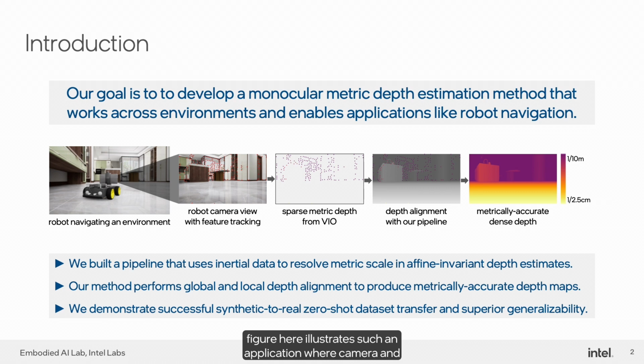The figure here illustrates such an application, where camera and inertial data collected on board a moving robotic vehicle are used to compute sparse metric depth through visual-inertial odometry. This sparse depth then serves as a metric signal for our depth alignment method.